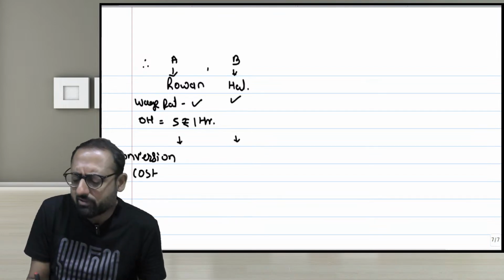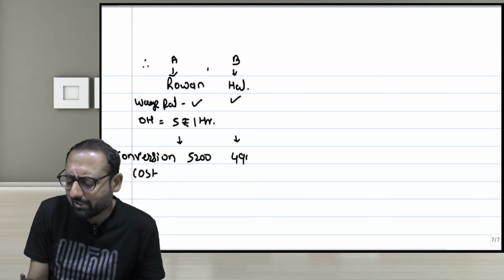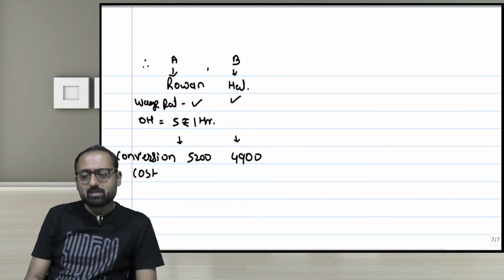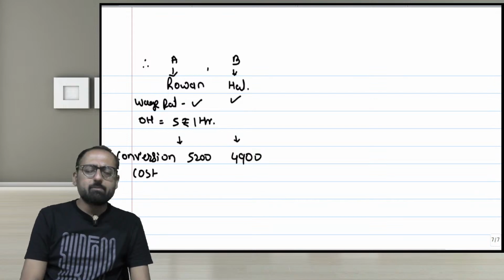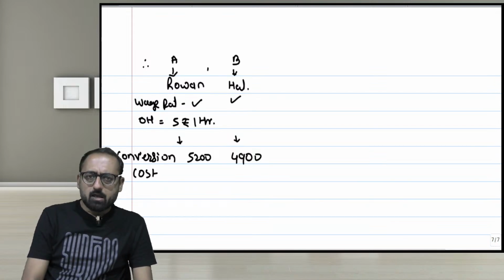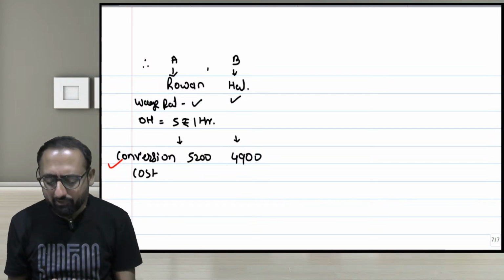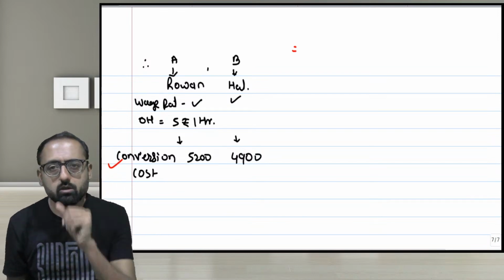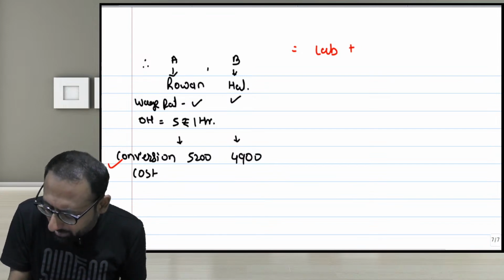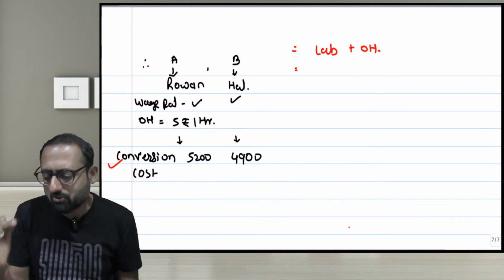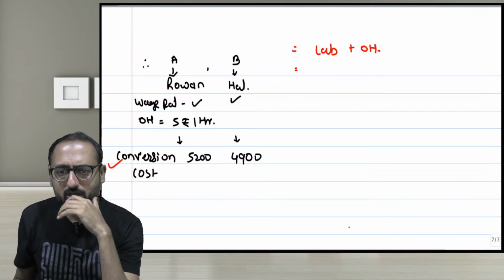Say for example, conversion cost of A is 5200 and conversion cost of B is 4900. Something like this. So conversion cost will be given. The same principle will be applicable here. Instead of factory cost, they will give you conversion cost. And the conversion cost is very simple, Prabhu. Labor cost plus overhead cost is equal to conversion cost. You'll have to remember, guys.